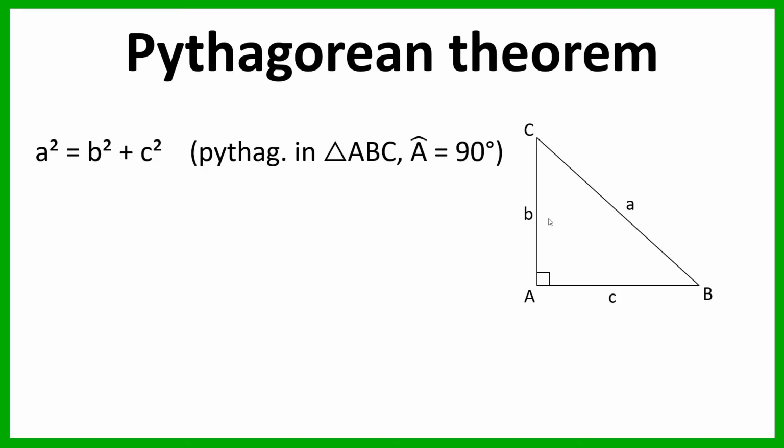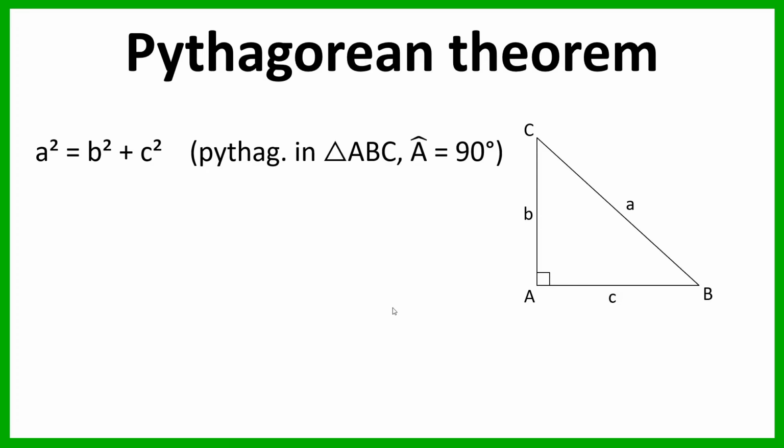It's common to name the sides of the triangle based on the angle that it is opposite. So this side is opposite angle A, so we call it little a. This side is opposite angle B, so we call it little b. And this side is opposite angle C, so we call it little c. So the theorem of Pythagoras says that the square on the hypotenuse is equal to the sum of the squares on the other two sides. So a squared is equal to b squared plus c squared.